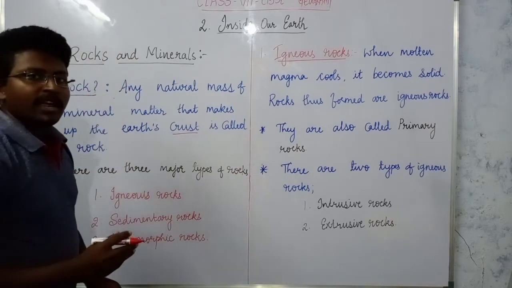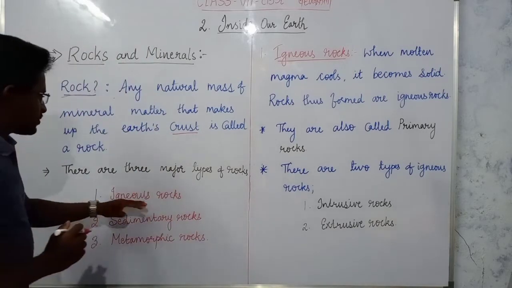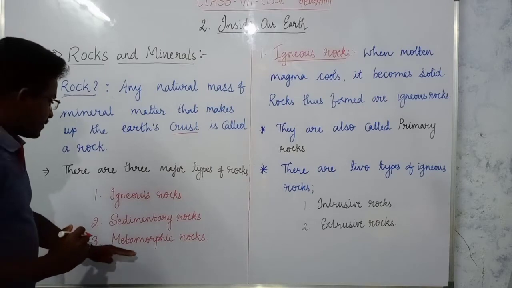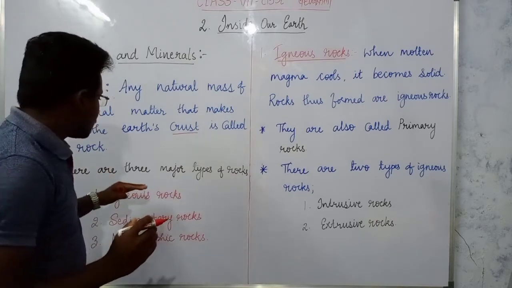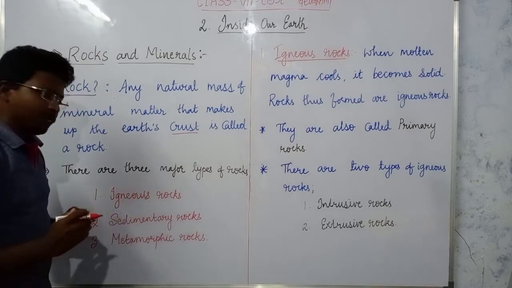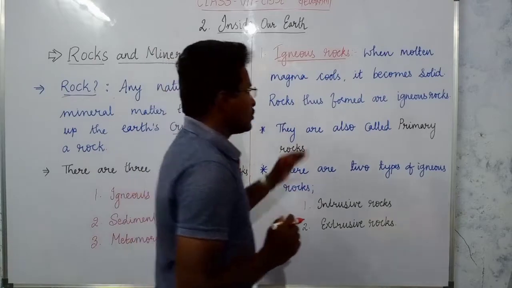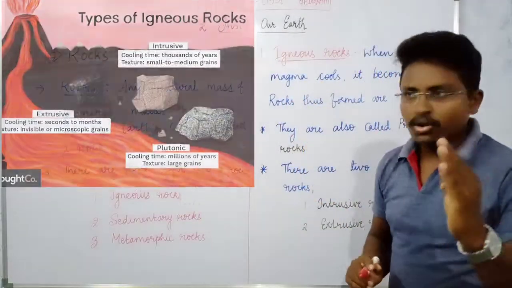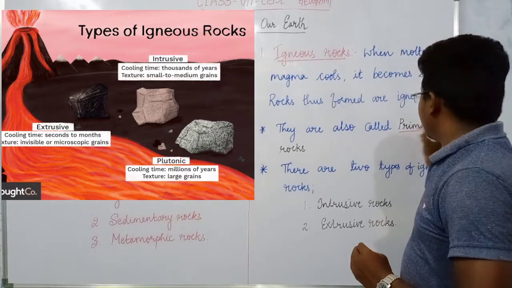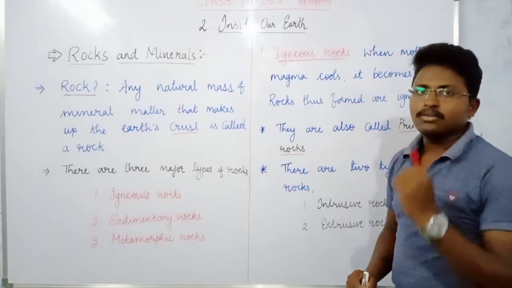There are mainly three different types of rocks: igneous rocks, sedimentary rocks, as well as metamorphic rocks. In detail, we will see what these igneous, sedimentary and metamorphic rocks are. Now, let us talk about the first type of rocks, the igneous rocks, which are also called primary rocks. Let us see how these rocks are formed.